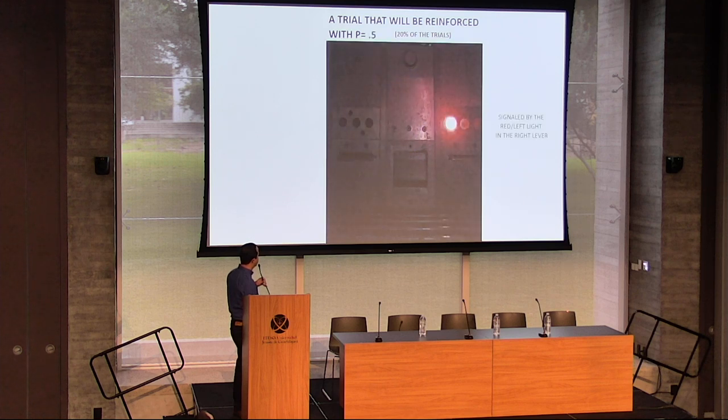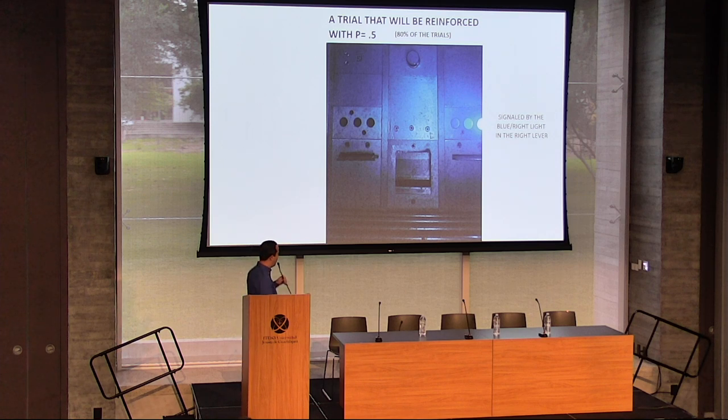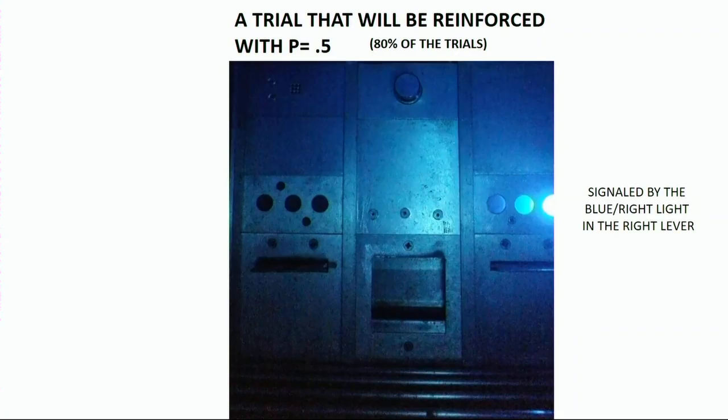But if rats press the lever on the other side, either a red light or a blue light can be turned on, and 10 seconds later, food will be delivered with probability 0.5. So this alternative is associated with a 0.5 probability of reinforcement, and this one with a 0.2 probability of reinforcement.